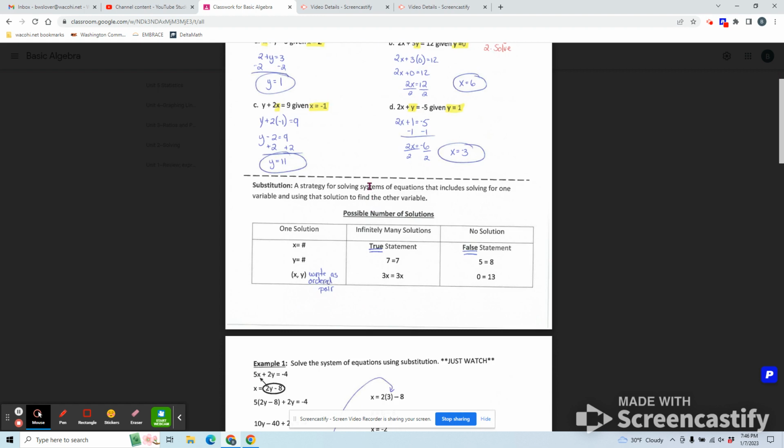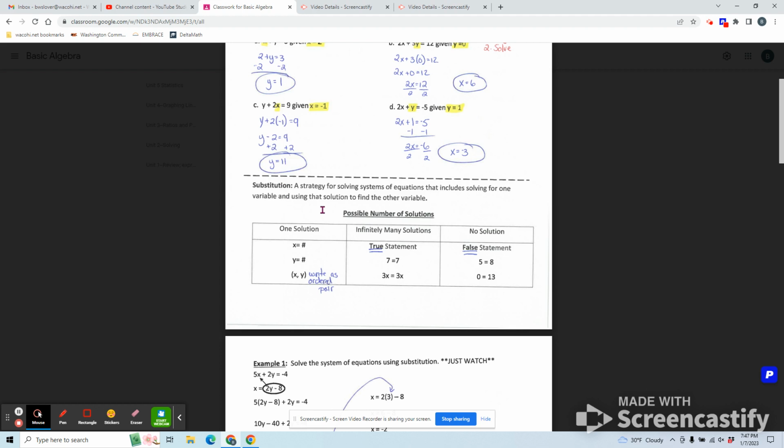So a strategy for solving systems of equations that includes solving one variable and using that solution to find the other is called substitution. We've already seen graphing, where you graph your lines and then go from there. Today, we're not actually going to graph. We're going to be just doing substitution.